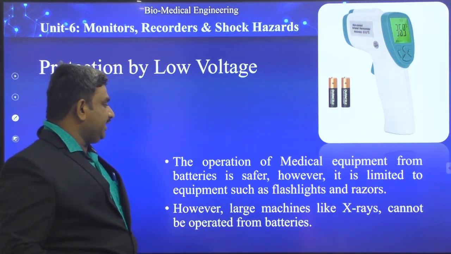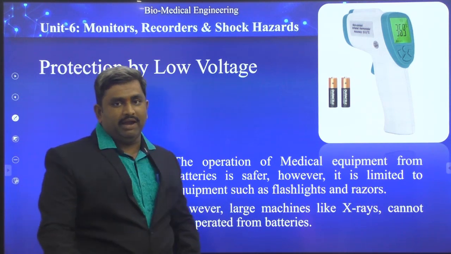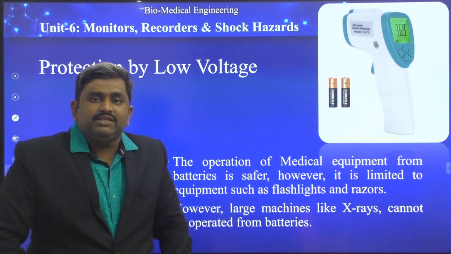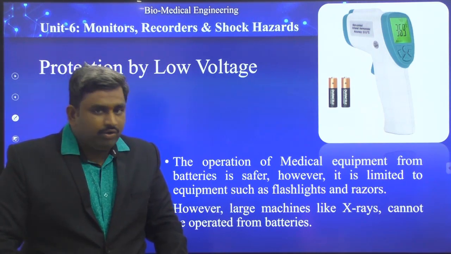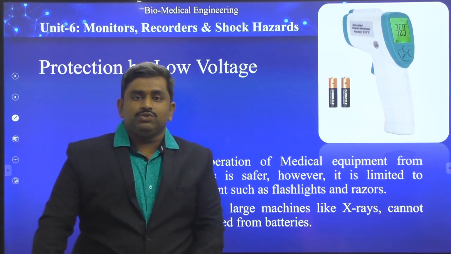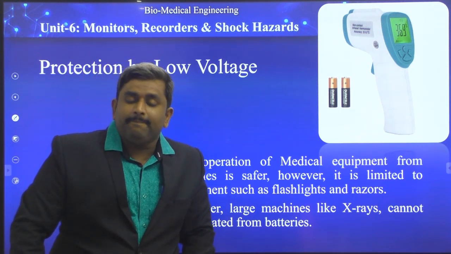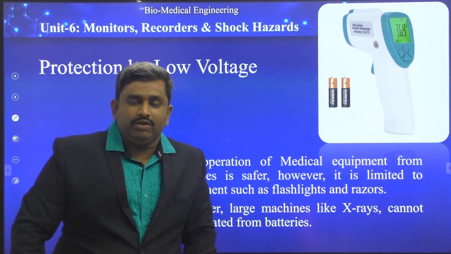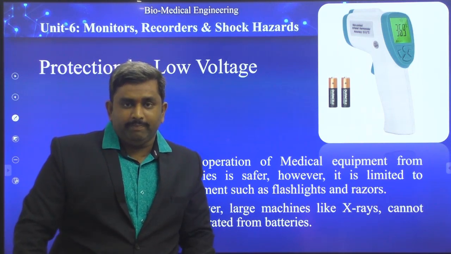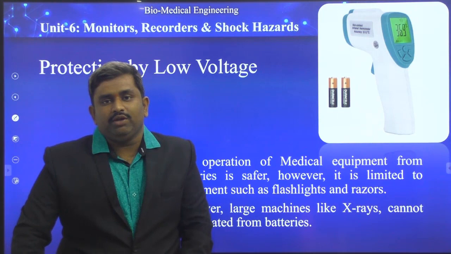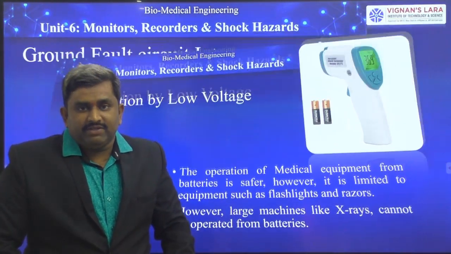However, large machines like X-rays cannot be operated from batteries. Instruments like X-rays, CT scans and MRIs cannot be used with batteries. But an ECG machine we can operate with a battery. For example, a temperature-checking thermometer is a small battery-operated device. Like that, many machines we can use with a battery power supply.